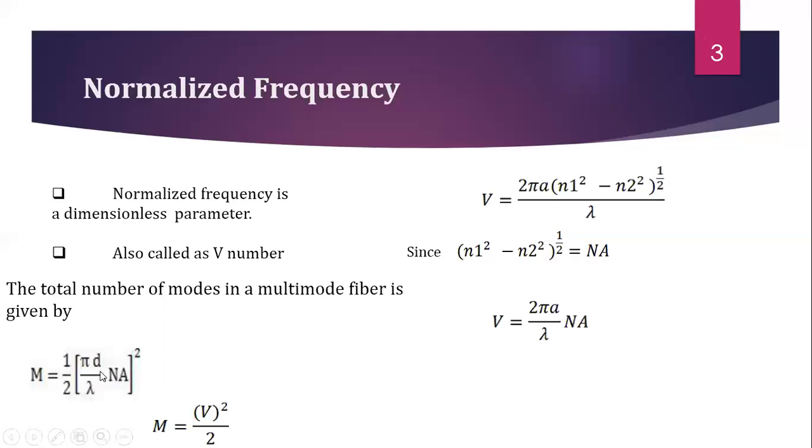So once again, the value of M is equal to 1 by 2 into (pi D divided by lambda into NA) the whole square. We know the value of D is equal to 2A, right? So I have substituted 2A, again pi divided by lambda, here we have NA. So for this whole value, I am substituting the value as V, from normalized frequency. So here we have square, this V square is substituted here, and the 2 is substituted here, right? So this is the value to find out the total number of modes in a multimode fiber.